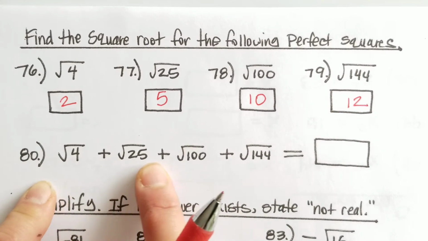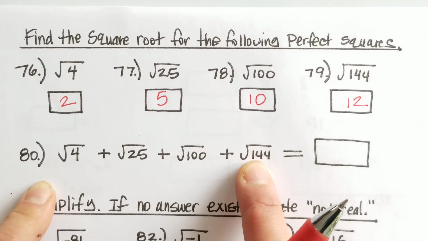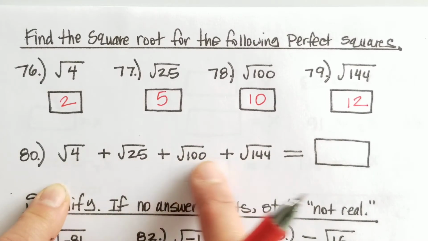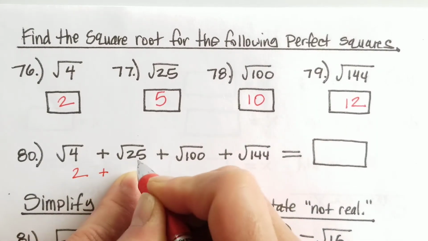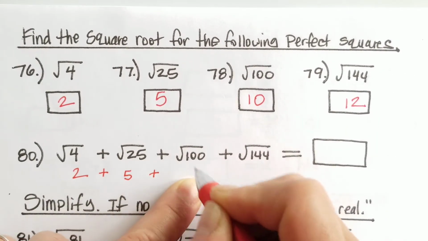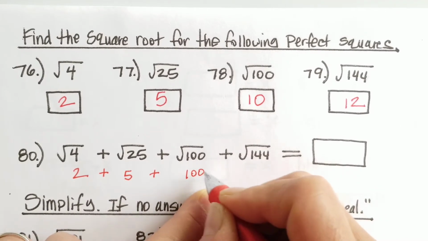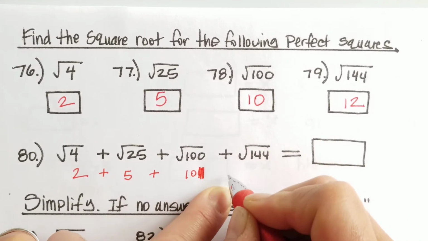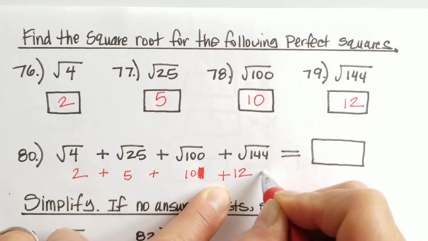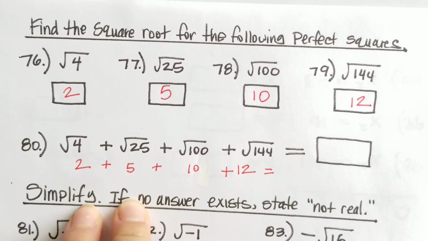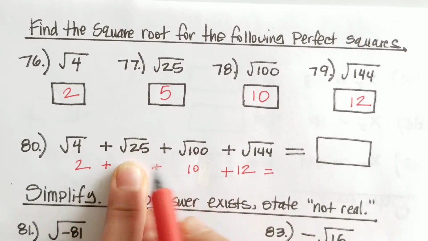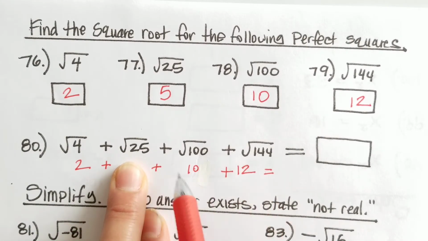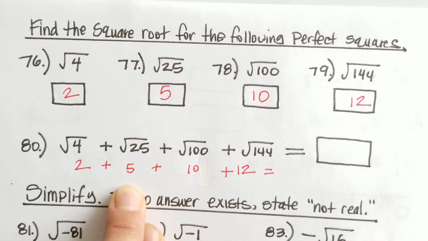Now I just kind of drew out a long addition problem with radicals, with square roots. So square root of 4 is 2. Square root of 25 is 5. Square root of 100 is 10. Square root of 144 is 12. And when we add these up, we can say 12 plus, here 10 plus 2 is another 12, so 12 plus 12 is 24, plus 5 is 29.